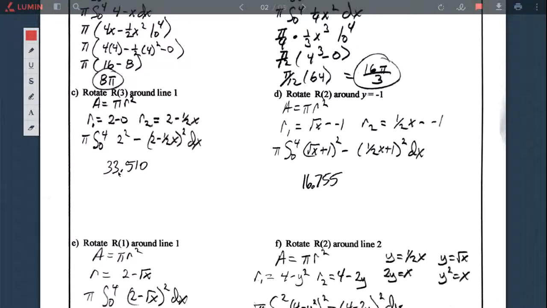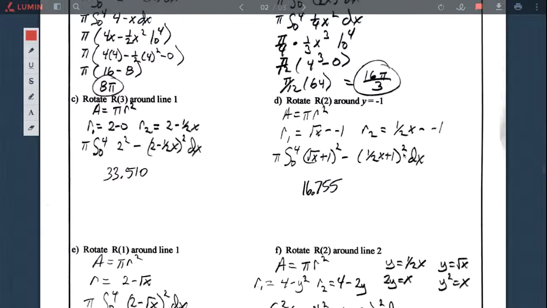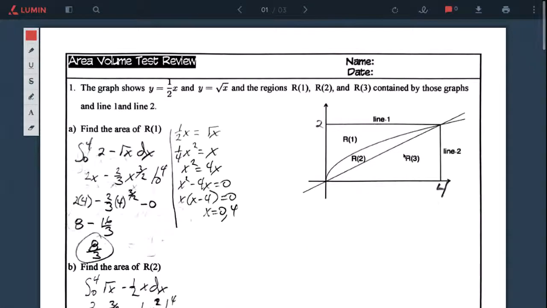I did not bring my calculator home, so I had to go off of a calculator on the internet. So hopefully that calculator gave me the correct answer. All right, part D, R2 around y equals -1.